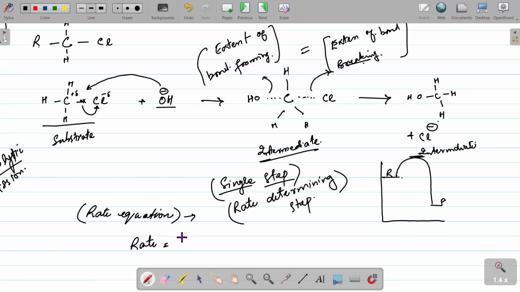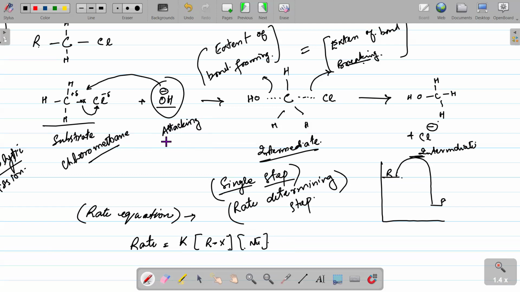So the rate equation for these single step reactions will be equal to the rate constant K times the concentration of reactants. How many reactants do we have in this reaction? We have the halogenoalkane RX, specifically chloromethane that we took, which was our substrate, and this hydroxide, which was our attacking nucleophile.